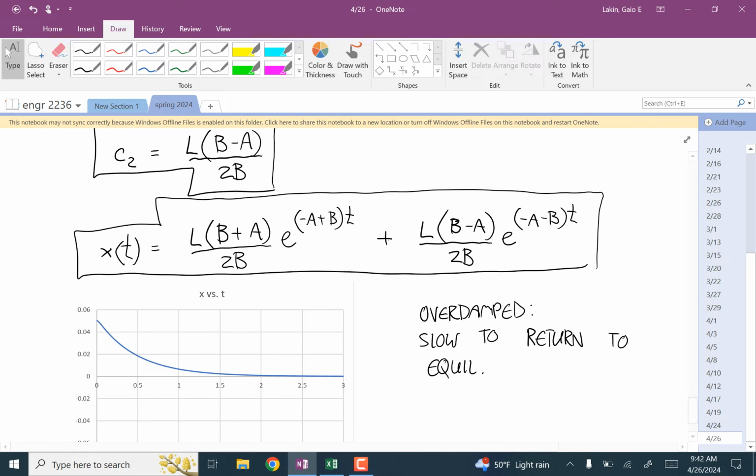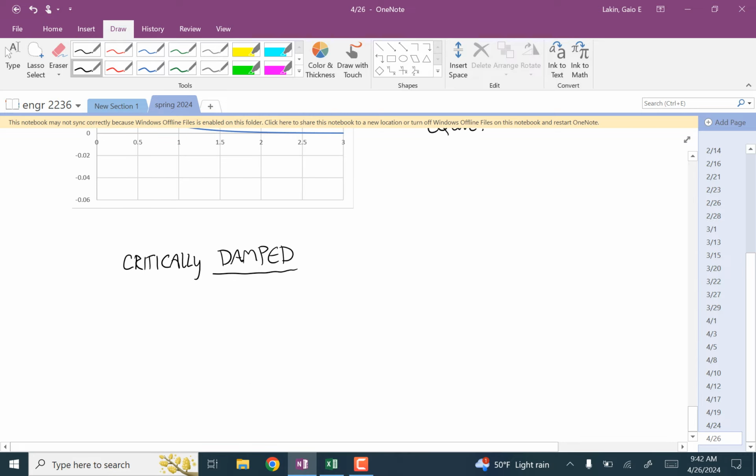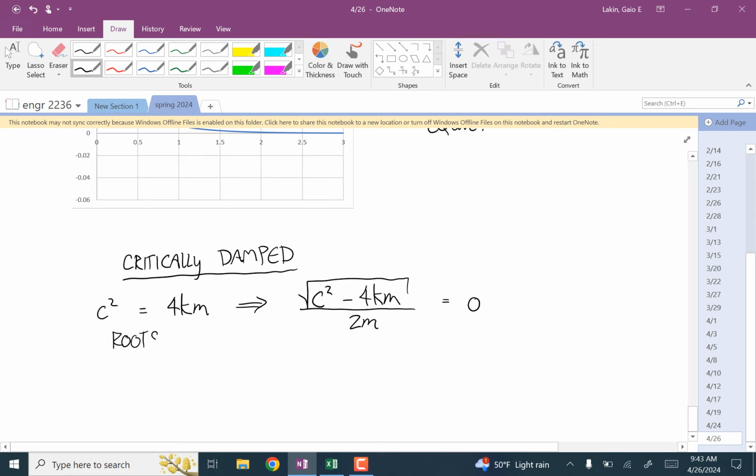Okay, so critically damped. Critically damped means C squared is equal to 4km. And so that means that whole square root term goes away. This whole term, the square root of C squared minus 4km over 2m, is equal to 0. And so our roots are lambda and lambda, two repeated real roots.